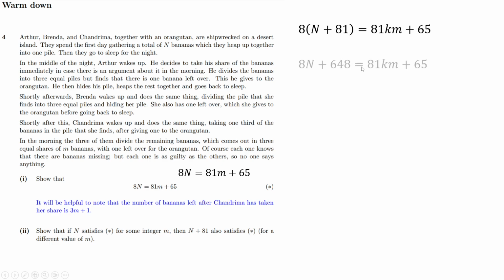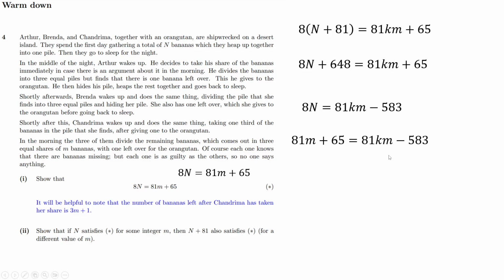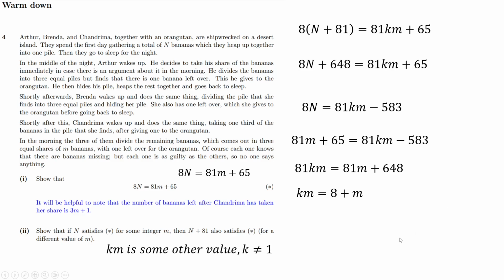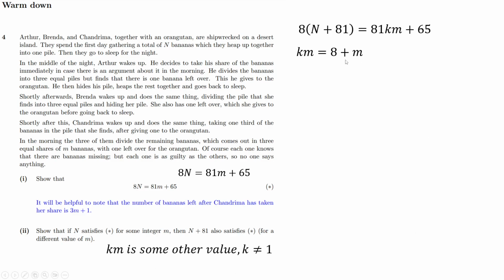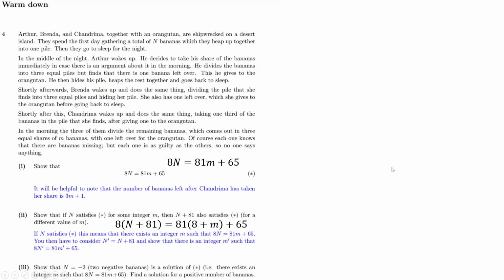Okay, expand this, and I brought this to that other side, and then I said, well, a10 here, they're the same thing, so we'll just make them equal to each other. You'll get that, and then I rearranged for km, which I got as this. And remember, this km is the new value of m for this different value of m, so I'm going to plug this into there to get that, and that's fine. Right, when n equals n plus 81, it satisfies it for a different value of m, which is 8 plus m. Okay, that's fine there.